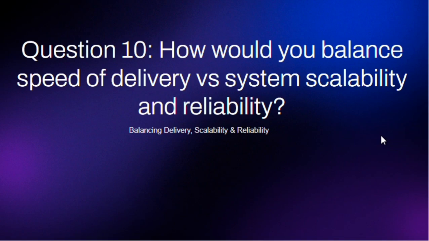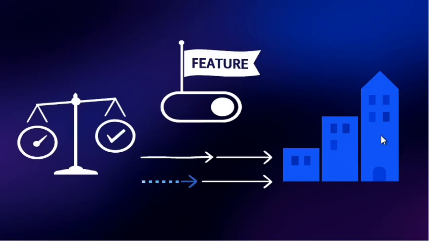Question 10. How would you balance speed of delivery versus system scalability and reliability? Balancing speed and reliability starts with prioritization. For early features, focus on delivering value quickly using modular code and feature flags. Monitor system behavior and use alerts to catch issues early as the system grows. Invest in scalable architecture, automated testing, and observability.